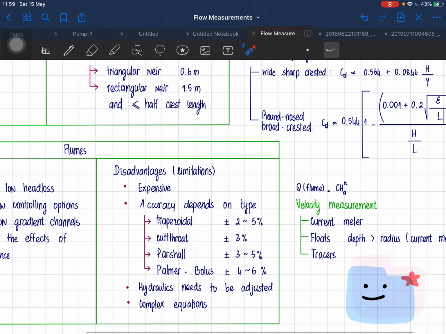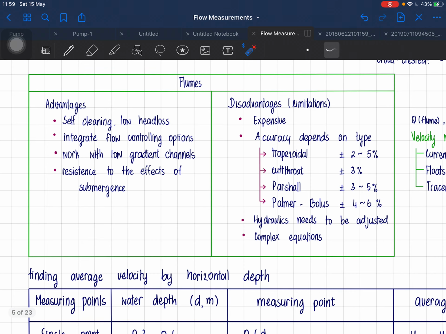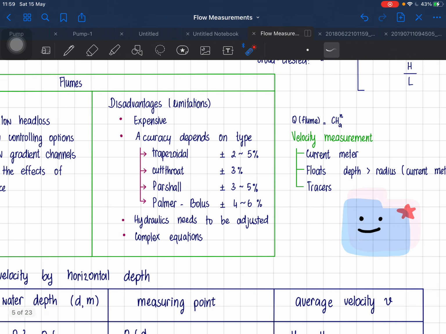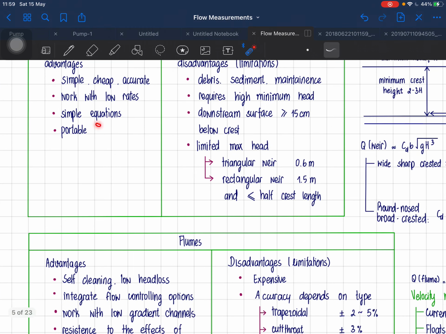For the flume, I guess we only have to use this one. It's quite simple. Not simple, I mean, we need to derive it and integrate it because it's a complex equation. But in this one, it's a simple equation.